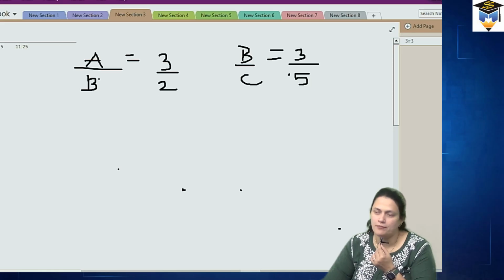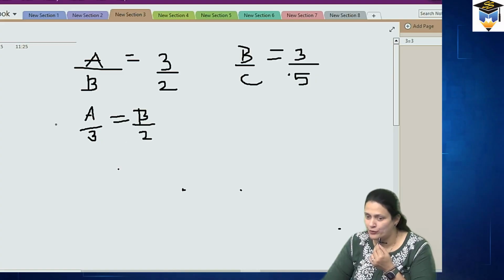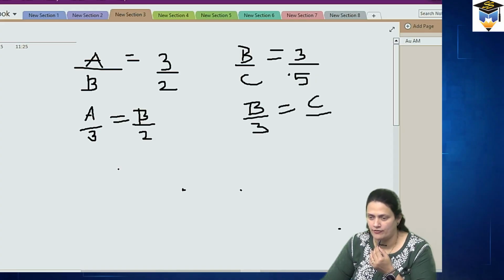Okay, so first step, alternando. By alternando, A upon 3 is equal to B upon 2. Now, why have they multiplied both sides by 1 by 3? So you have to think why they have done that. See, here again if we take alternando, what will come? B upon 3 is C upon 5. Okay. So here both sides they have multiplied by 1 by 3. Why 1 by 3?